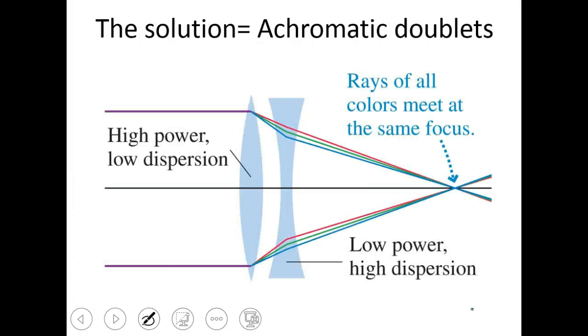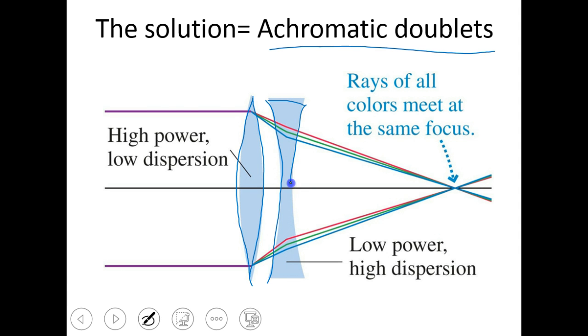And so to fix this, we use achromatic doublets. In a microscope or a telescope, we've got these converging lenses to do the job we wanted them to do. And then we actually put a diverging lens right behind it to refract those dispersing rays in a way that focuses them nicely and neatly.